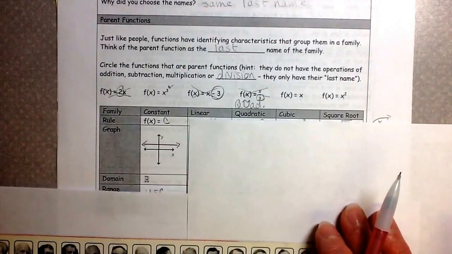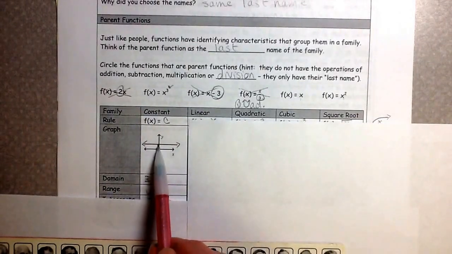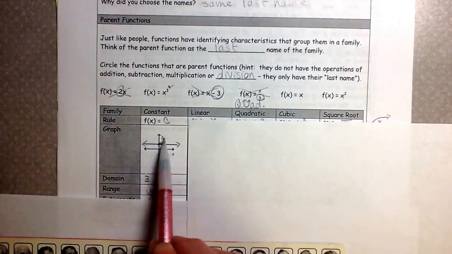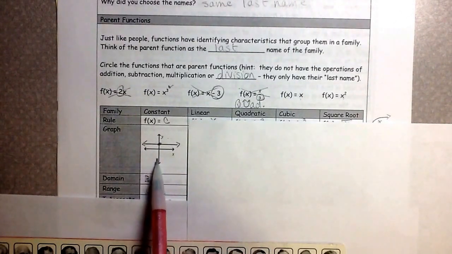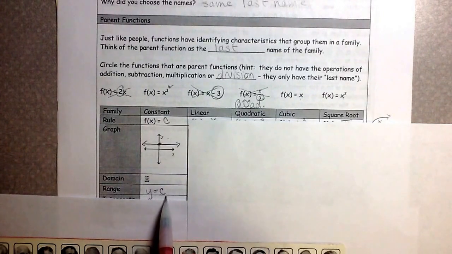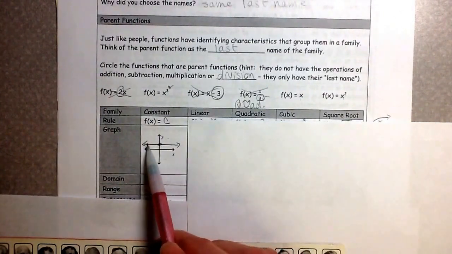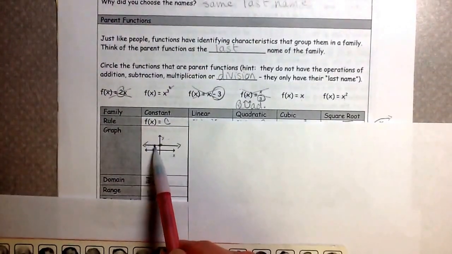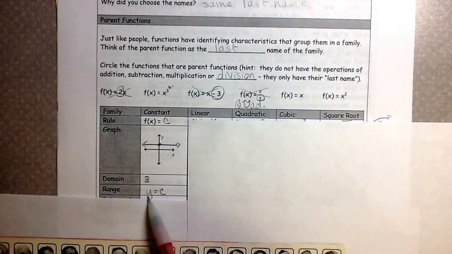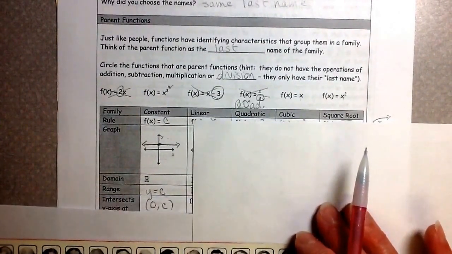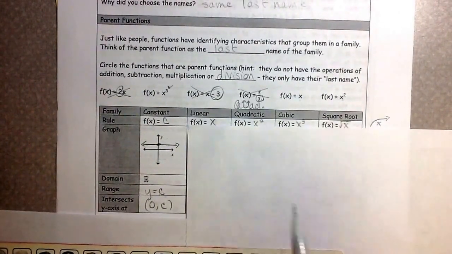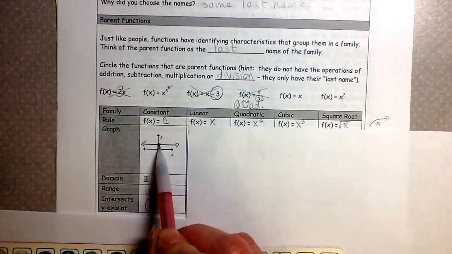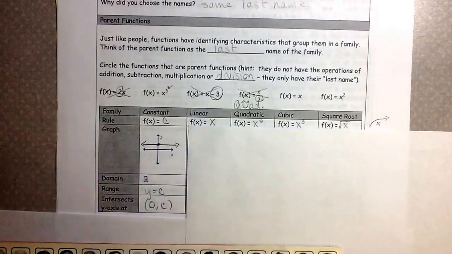Now, the range will be wherever it crosses the y-axis. So if it crosses up here, say at 5, it would be y equals 5. If it crosses down here at negative 3, then it would be y equals negative 3. So whatever the value is where it crosses the y-axis, because any point you pick on here is going to have the same y value. That's why y equals c. It's a constant function. Its y-intercept will be at 0, and then whatever our value is for y.